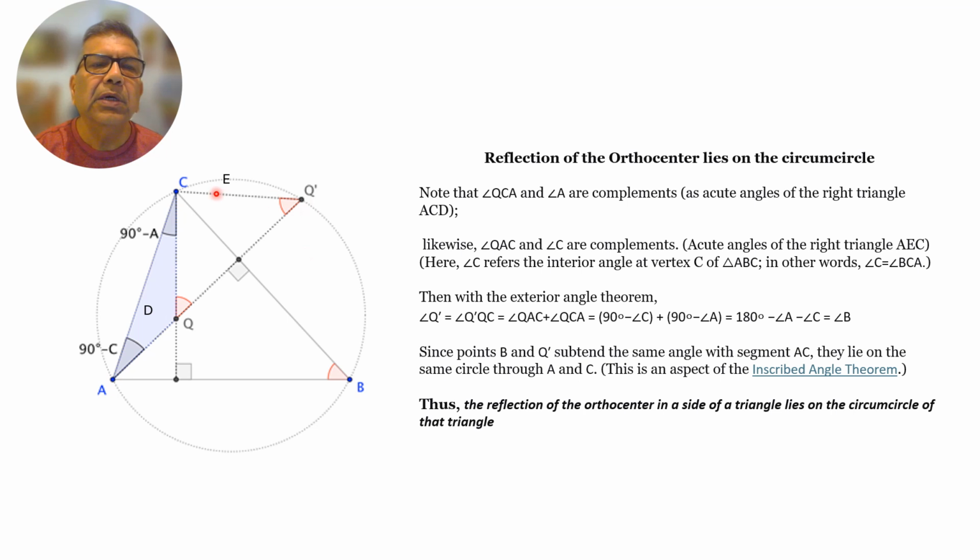That means Q prime and B, A, C, they all should be on a circle. That is the inscribed angle theorem. So that shows the reflection of an orthocenter always lies on the circumcircle of a triangle. So this concludes the proof.